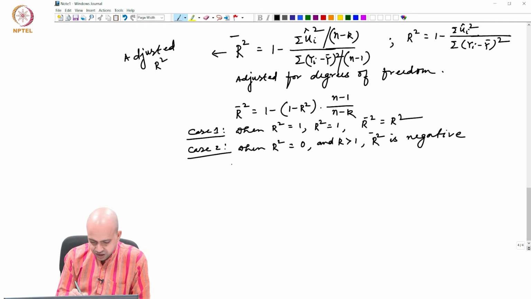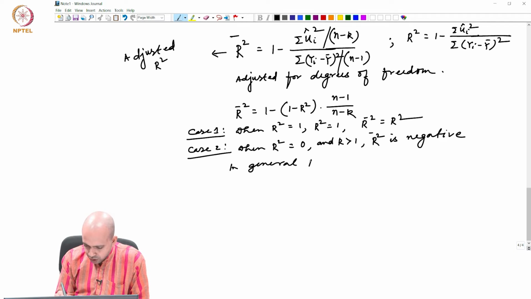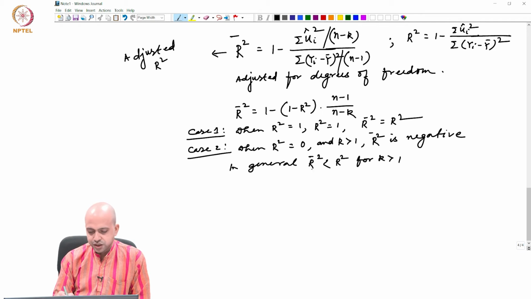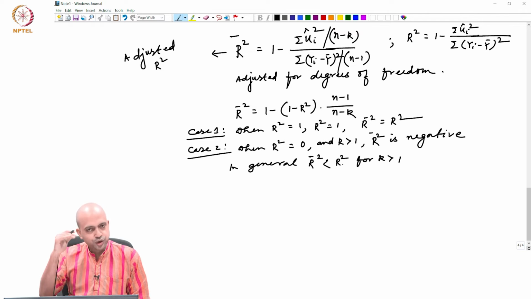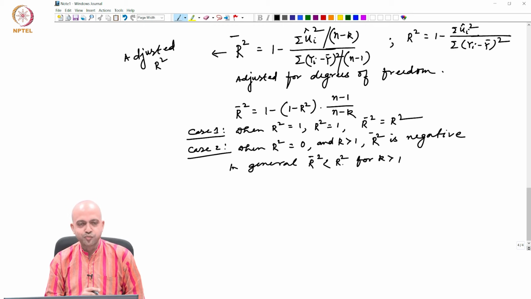In general, R bar square is actually lower than R square for k greater than 1. Okay, this is the relationship. That means as additional variables are included in the model, R bar square increases less than R square, and that is what we actually want. We need to give a penalty, a check, to balance the R square out of this lower degrees of freedom. So this is the relationship between R bar square and R square.